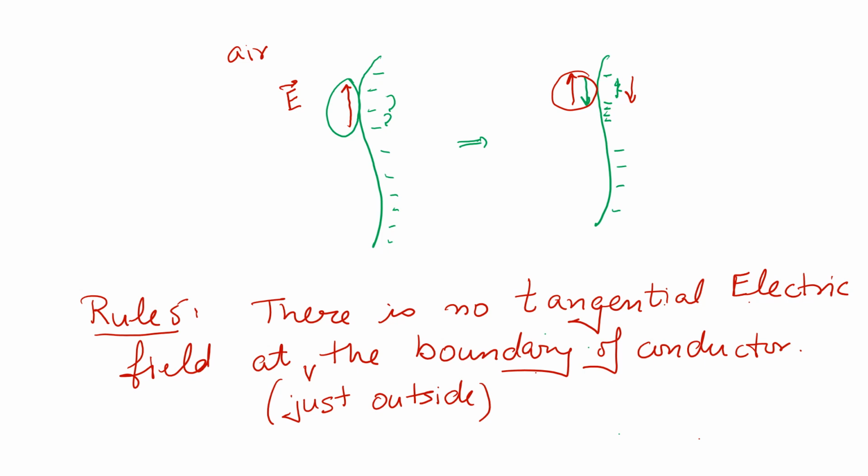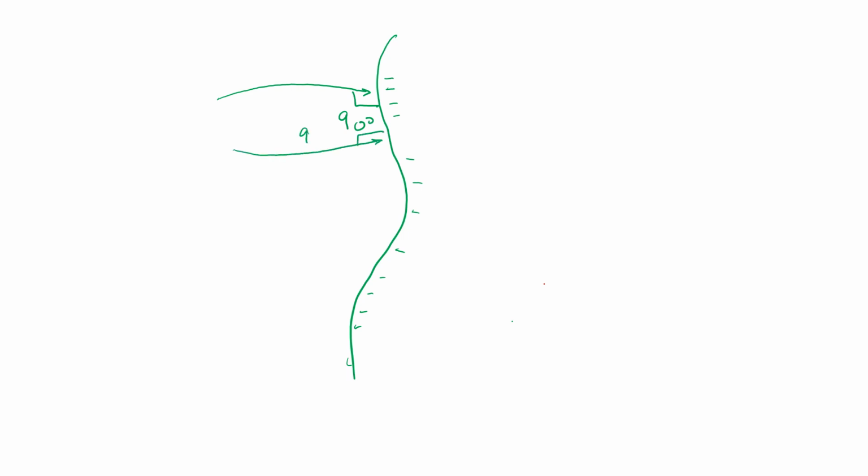What that means is that if I have this conductor, the electrons are going to adjust in such a way that the total field will bend and hit the conductor always at 90 degrees to it. Wherever I go, this would hit 90 degrees to the conductor.